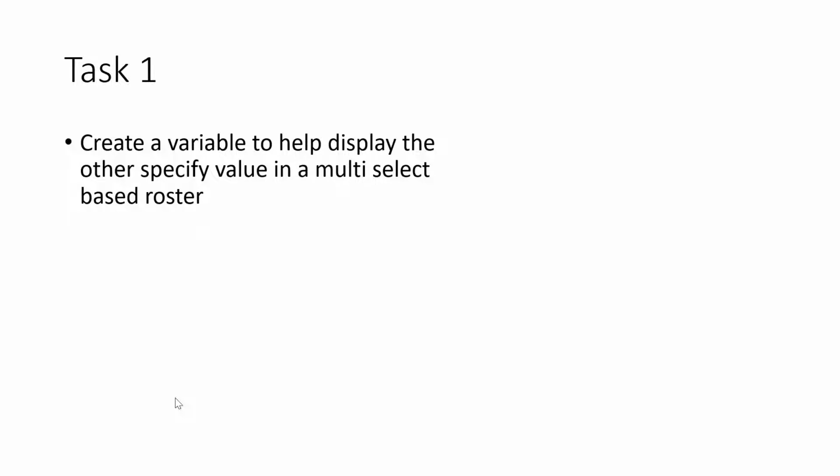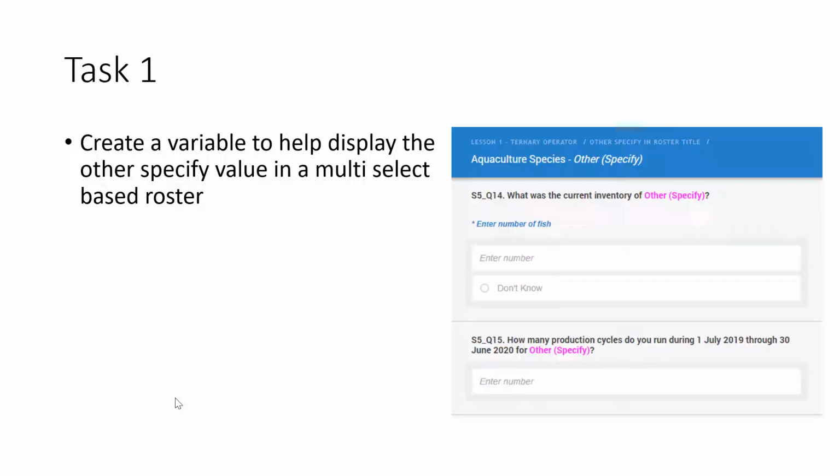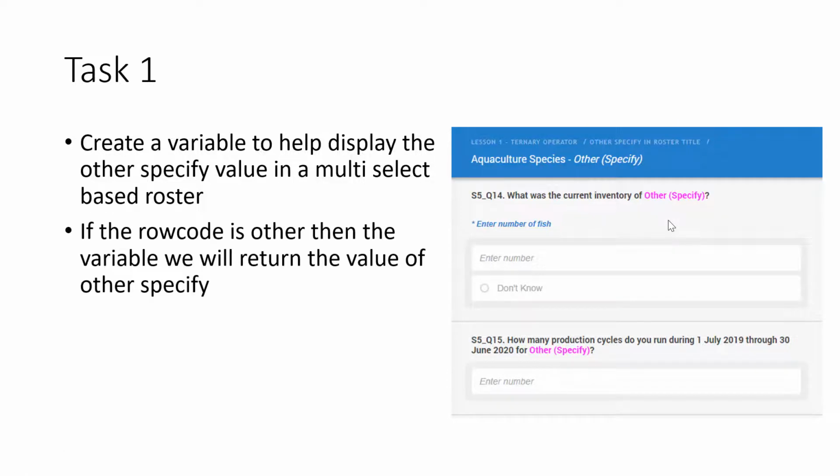Let's take a look through now our first task that we'll do today within Survey Solutions. What we want to do is create a variable to help display the other specify values in a multi-select based roster. What does that mean? Well, when we make a roster which is based upon a multi-select question, often the multi-select question will have an other specify value. Now, if we leave it to Survey Solutions, when we pipe in our row code, in this example, we receive the text other specify rather than the actual value which was written in the other specify field. So we'll be using our ternary operator to help us to do that.